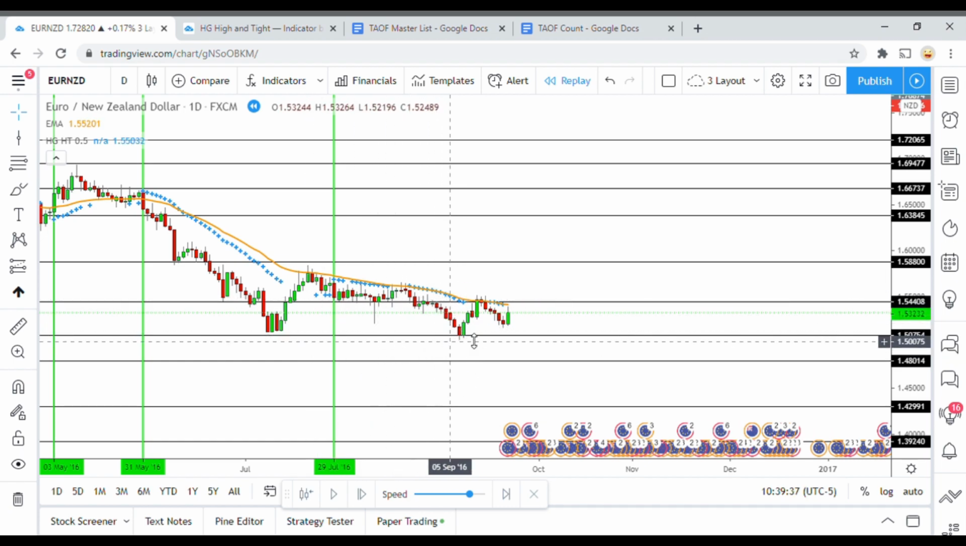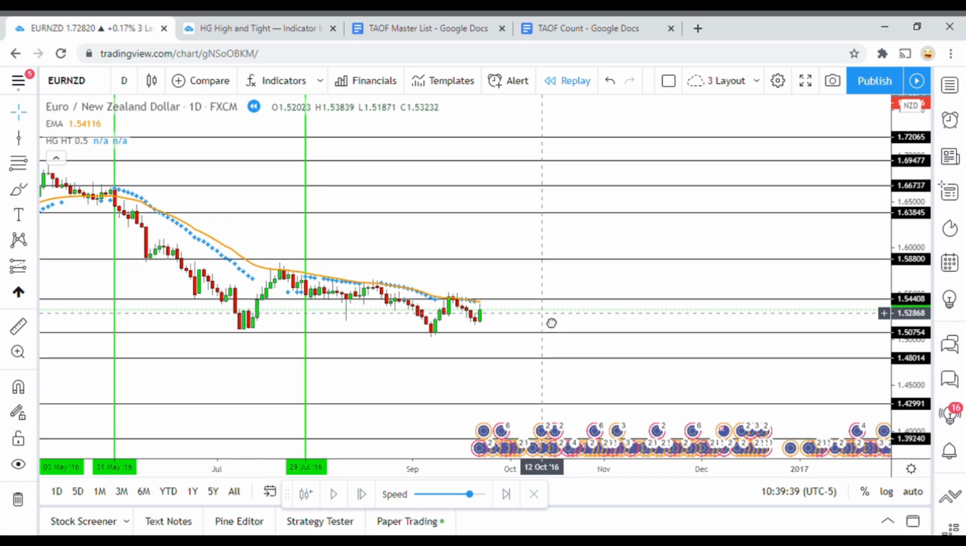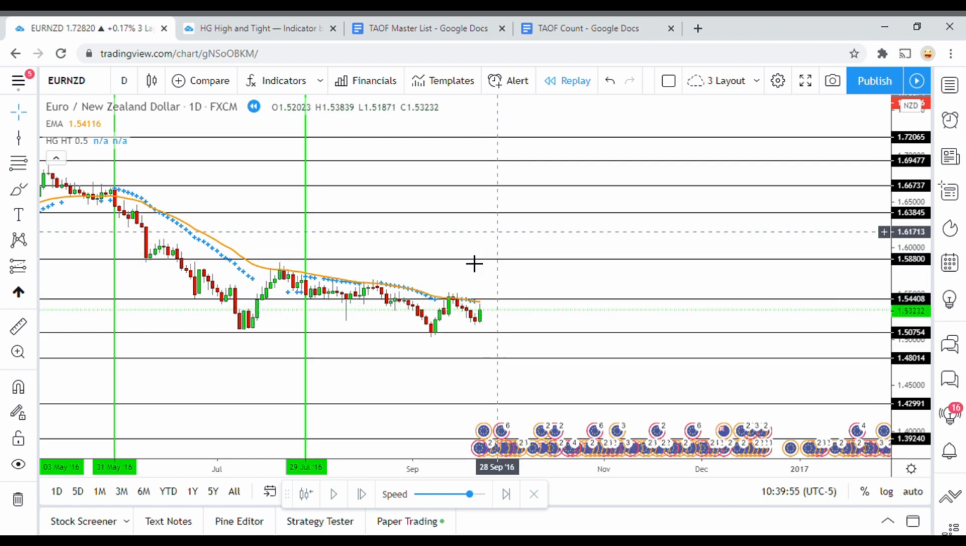It did give us a double bottom, but that's a little sketchy. Now at this point, it's come down, touched this area, bounced off of it, hit our EMA, pushed back down again, and hasn't made a lower low, but it's trying to push its way back to the upside with this big green candle right here.